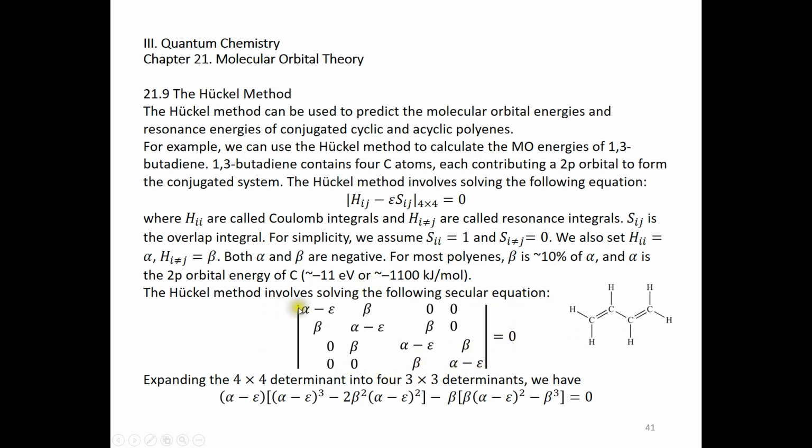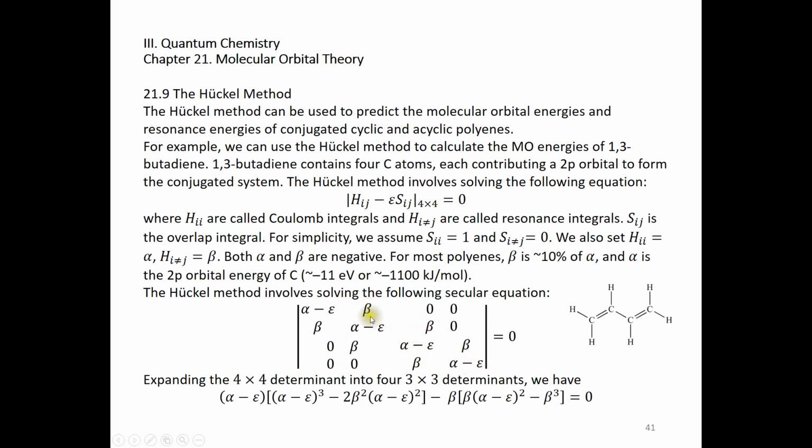And over here we have a 4x4 determinant. We need to expand this determinant and solve the equation. There's a systematic way to expand determinants. So you can use this term, alpha minus epsilon, multiplied by a 3x3 determinant. And then this beta multiplied by also a 3x3 determinant. That consists of 1, 2, 3 elements here, 3 elements here, and 3 elements here.